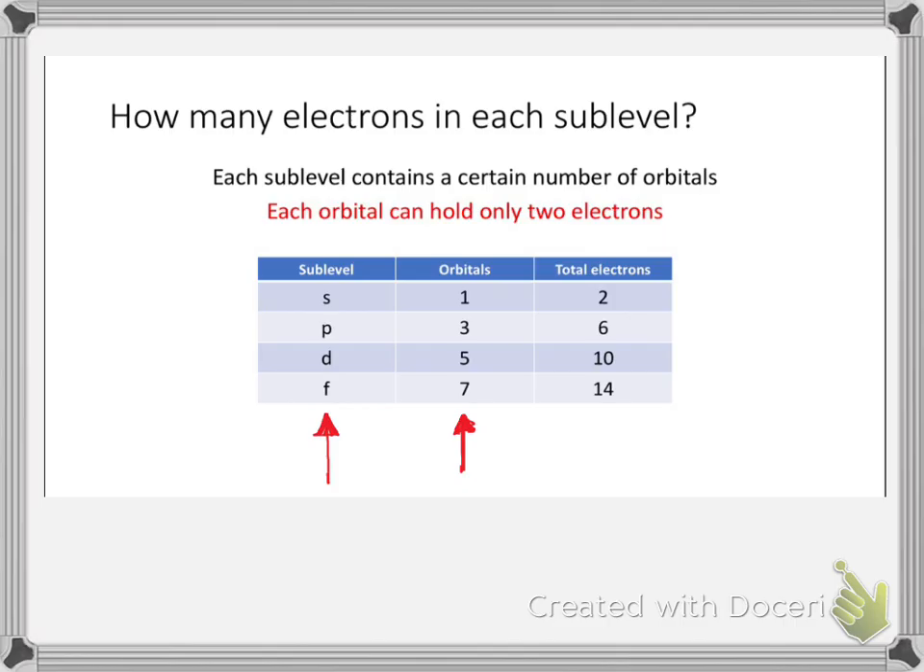Now, from the previous slide, we know that each orbital can only have 2 electrons. So if you multiply the number of orbitals by 2, then you discover how many electrons can go in each sublevel. So the s sublevel can only have 2 electrons. p can have 6, d can have 10, and f can have 14.